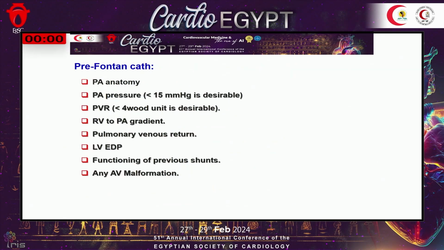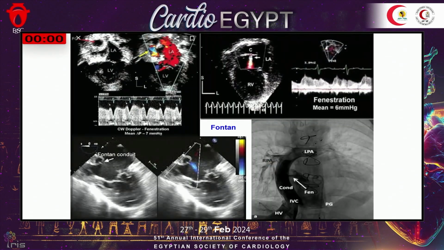And the prerequisites in the Fontan case: the anatomy of the pulmonary artery and the pressure, the resistance, the RV to pulmonary artery gradient, venous return, diastolic pressure, and the presence of a functioning previous shunt not affecting the anatomy or the hemodynamics.